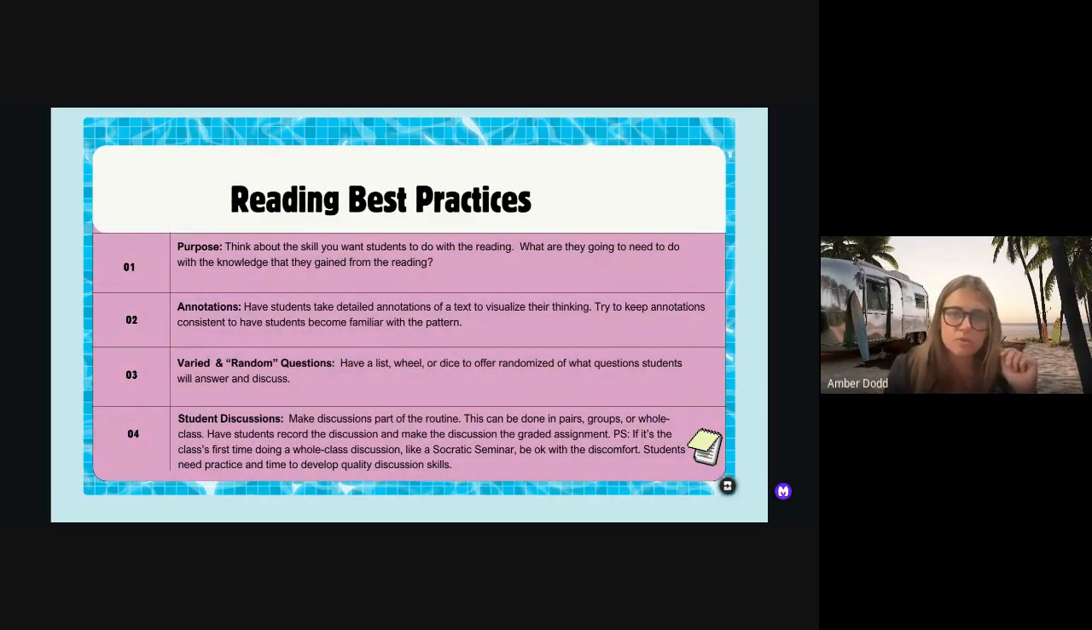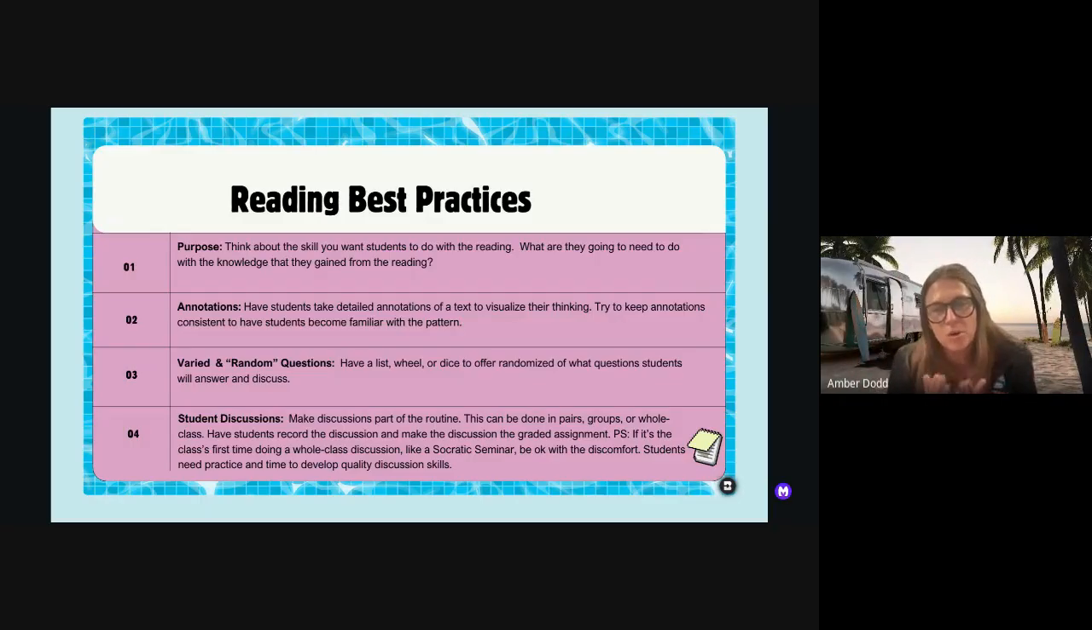For reading, I thought this was an interesting question too. Teachers are concerned that students are not really reading the reading anymore; they're just getting the AI summaries. So again, looking at the purpose, make annotations part of that process, something students need to turn in, so you can really visualize their thinking. I also picture, in my classroom, a wheel with varied and randomized questions, like an old-school spin-the-wheel type of thing. You can do that digitally too, but have a wheel or a list or device and offer random questions.